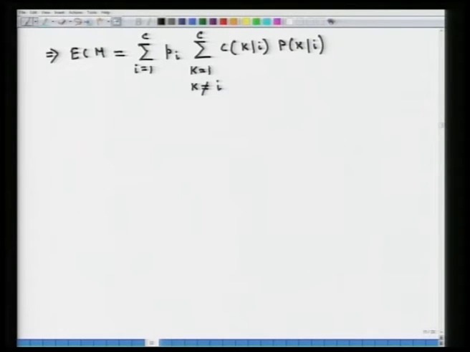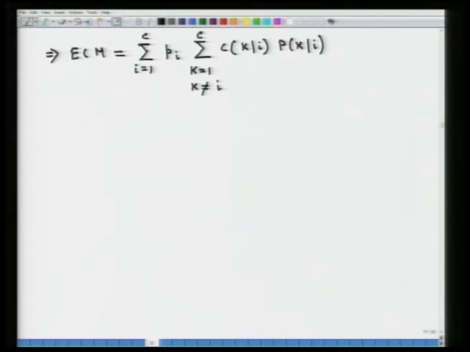So the summation here for i equal to 1 starts from k equal to 2. If we have i equal to 2, that is p2, we will be looking at the summation over k equal to 1 to c without including k equal to 2. And similarly, for the last term, if we have here pc, then this particular sum would run from k equal to 1 up to c minus 1.